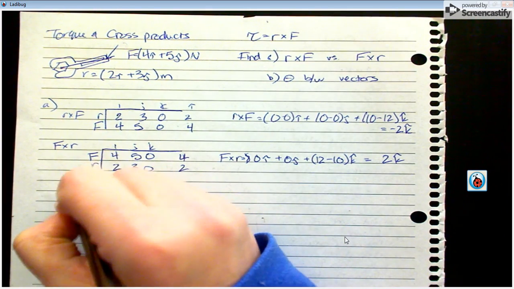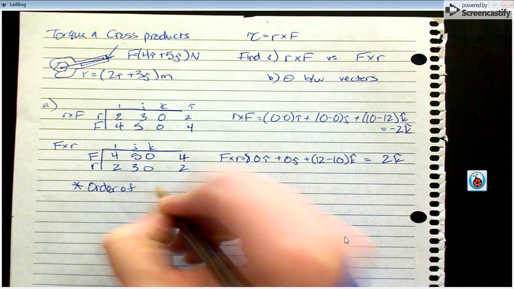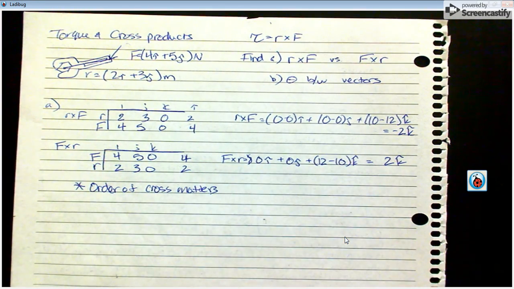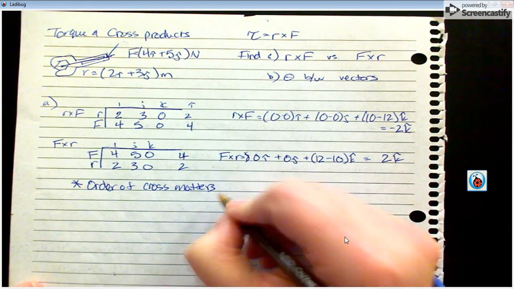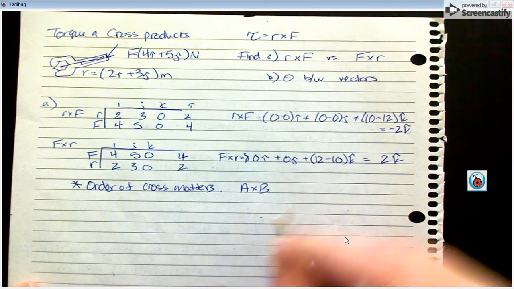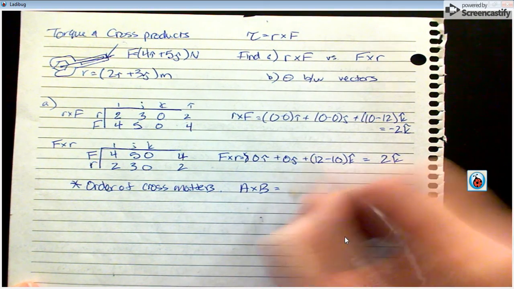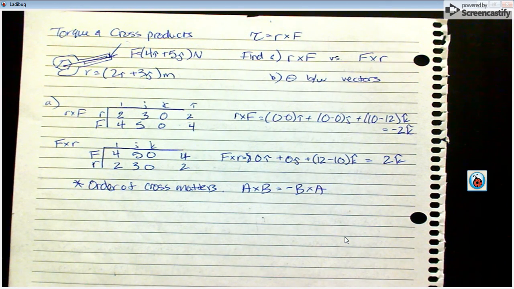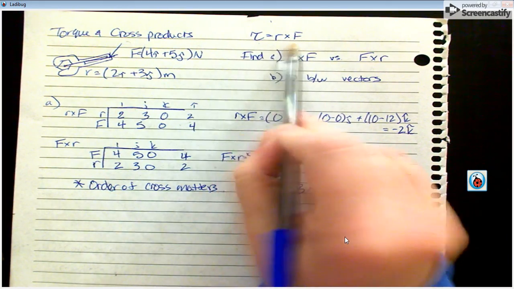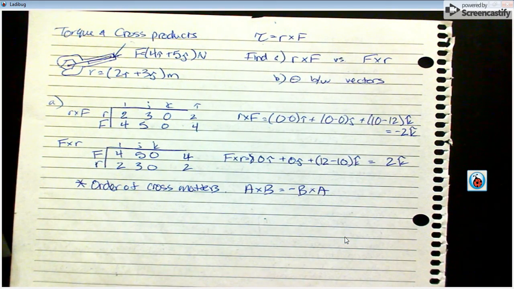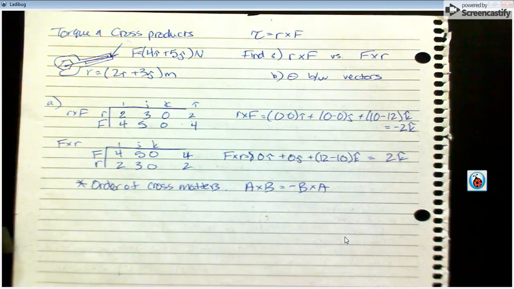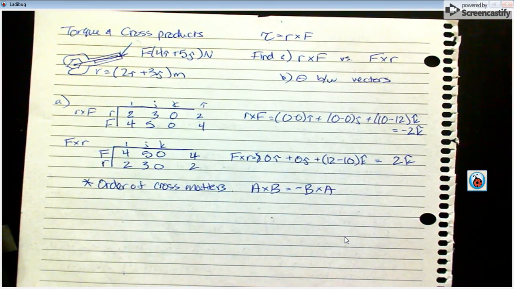So what this is telling us is that the order of the cross product matters. Back when we did dot products, the order didn't matter, but it does matter for cross products. Because if you switch them around, A cross B is going to be negative if it's reversed. So whatever the equation is given, you've got to keep it in that order. So when you're given a radius and a force, you've got to put radius on that top row.